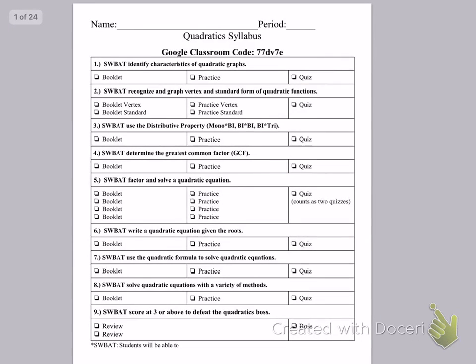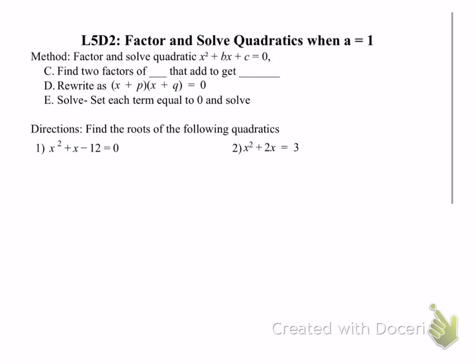All right, guys, so we are going into day 2 of factoring. We're going to take what we learned yesterday and just take it one step further. From the previous notes, there's a thing called the zero product property, and that's what we're going to use today. After you find factors of C that add to get B, you rewrite it, but then we need to set it equal to 0. So this last step, step E, is what we're adding today.